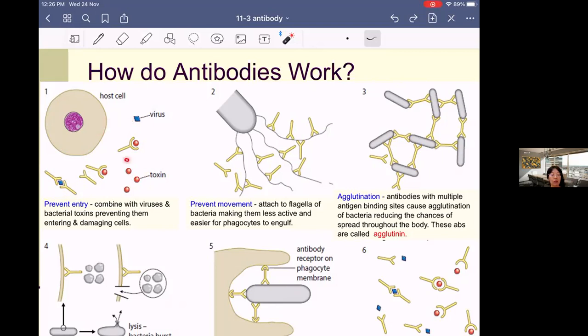It cannot affect the metabolism in the host cell. So this is prevent entry. First mechanism. Second way is it prevents movement.